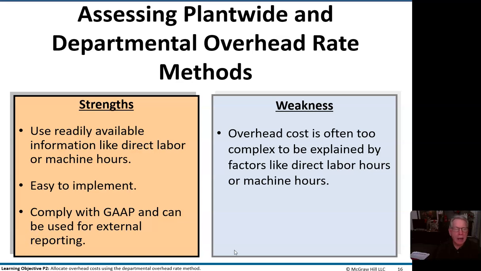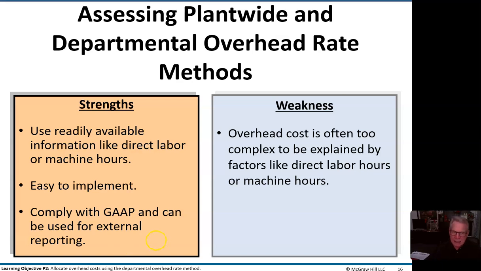Hi, everybody, and welcome back to video number 2 in Chapter 17. Here we're taking a look at the plant-wide and departmental overhead rate methods and looking at their strengths and weaknesses. Both can use readily available information like direct labor or machine hours. They're easy to implement and they comply with GAAP and can be used for external reporting.